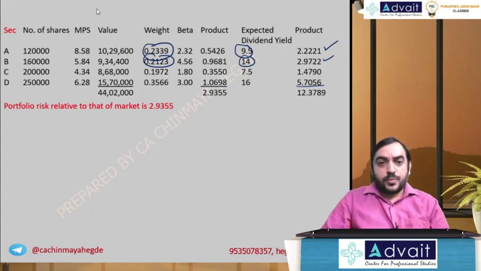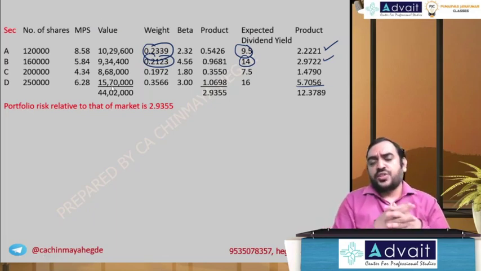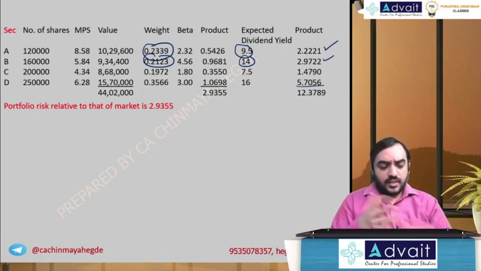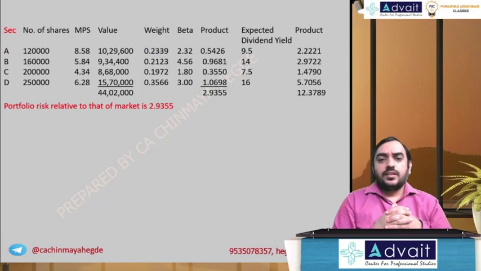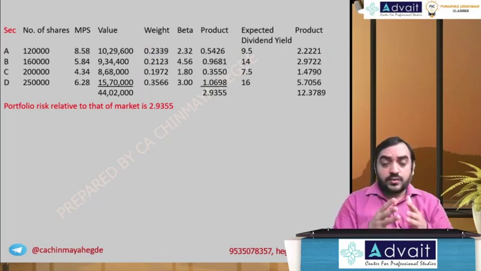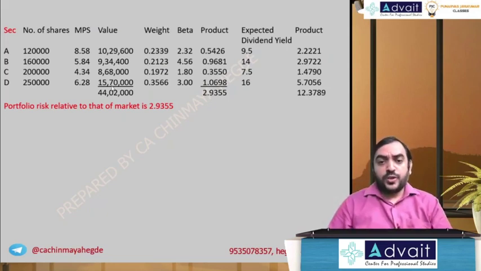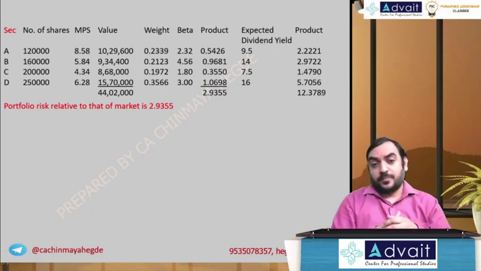Okay, hope you have taken down till here. Then I'll tell you what the institute is doing now in their answer to the RTP question. What they're doing is this. We have got the portfolio beta to be 2.93, right? This is the present beta. They have calculated the implicit beta.